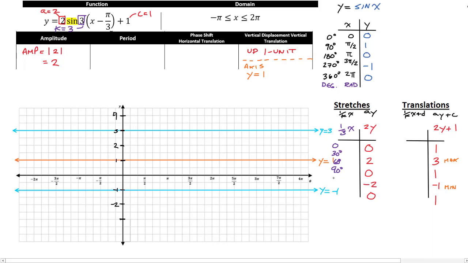360 divided by 3 is 120. There we go. I've got everything squished in there. Sorry, I'm making a little bit of a mess. All right, so there we go. So what we're counting by, if we're doing degrees, is 30 degrees each time.